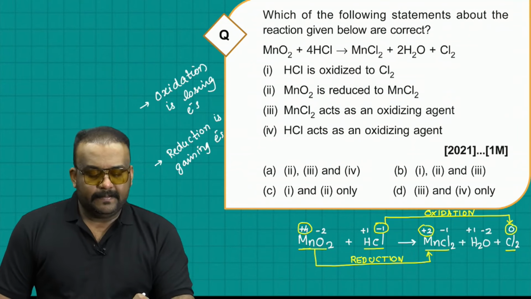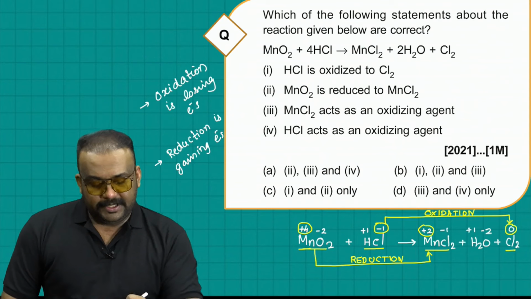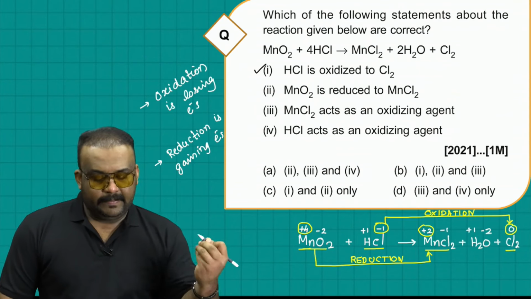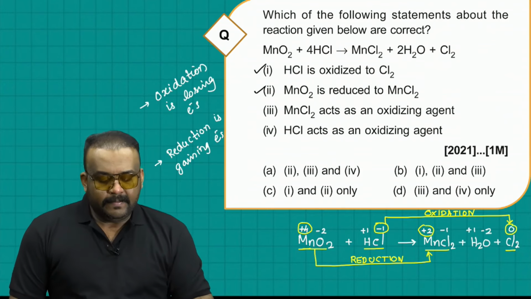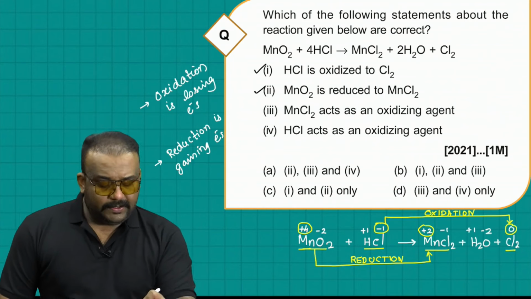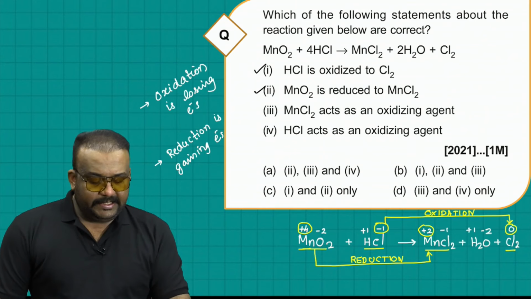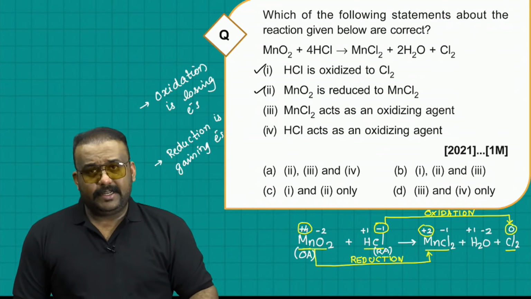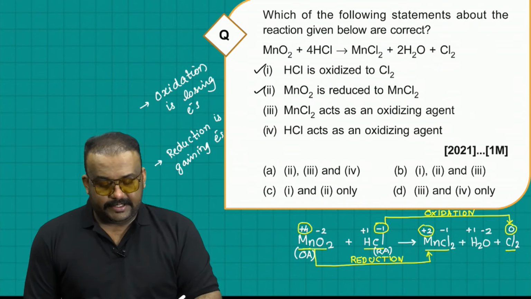So here we have the options. What will be the correct option? HCl is oxidized into chlorine. That option is correct. MnO2 is reduced to MnCl2. That option is also correct. And then we have also studied how to identify the oxidizing agent and reducing agent. A species which is undergoing reduction is called the oxidizing agent. And a species which undergoes oxidation is called a reducing agent. Correct? So, MnO2 is the oxidizing agent and HCl is the reducing agent.